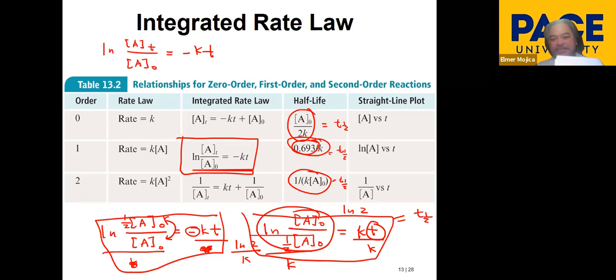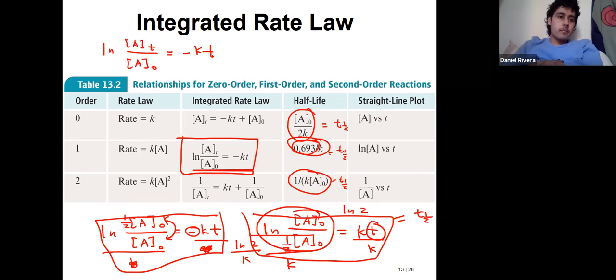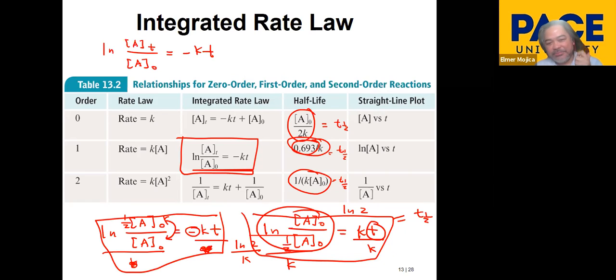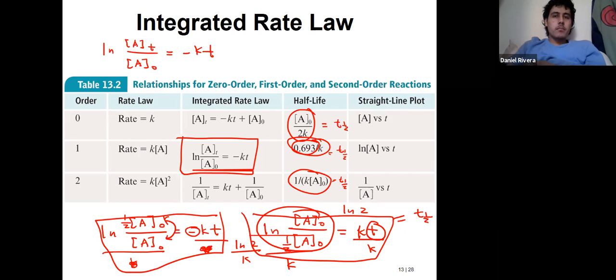Even if you don't know anything about chemistry, if you look at the half-life equation, you will see the first order has a different equation compared to the zero order and the second order. There's no A. So the half-life of the first order reaction doesn't depend on the initial concentration. It just goes to 0.693 divided by K, the rate constant. Everybody got that?